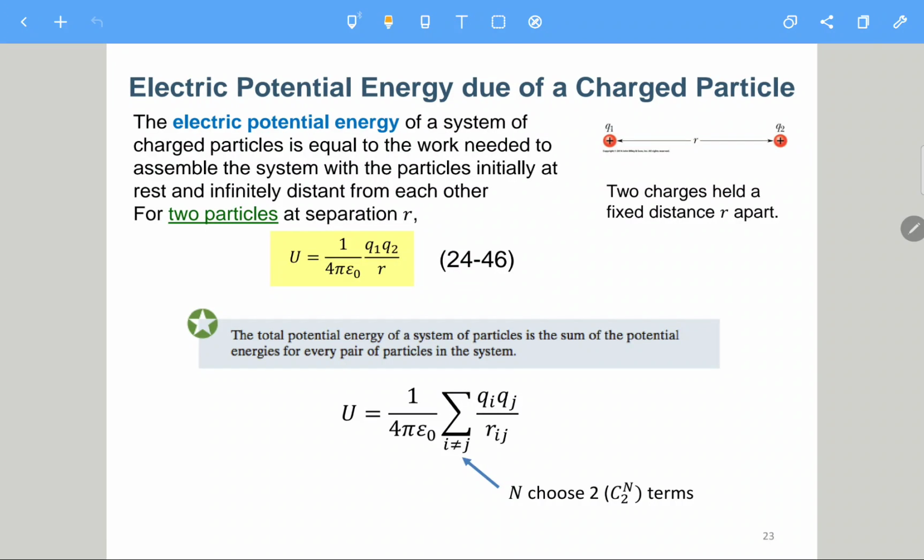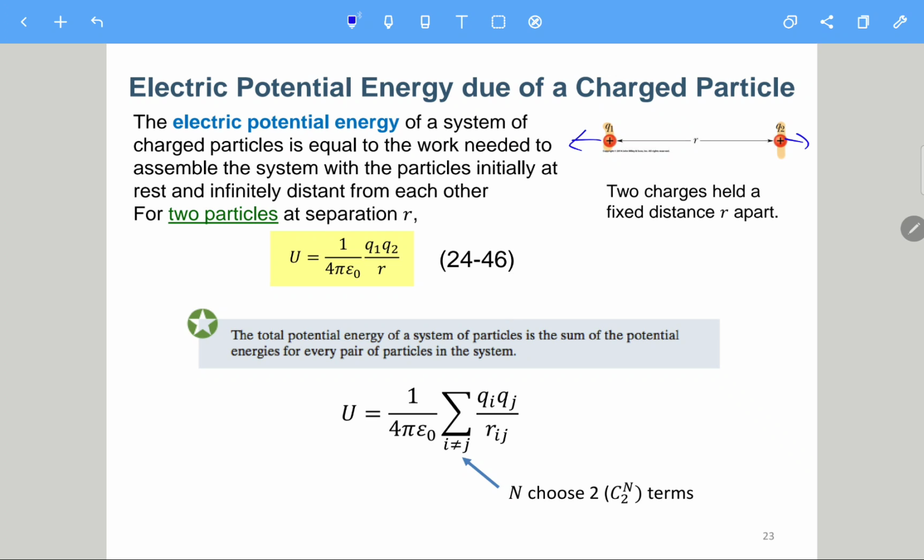We now see that we have two charged particles, Q1 and Q2. You can understand that if we have two positive charges, or maybe negative charges, placed together, then there will be a force repelling or attracting them. In this case, if both are positive, they should repel each other.